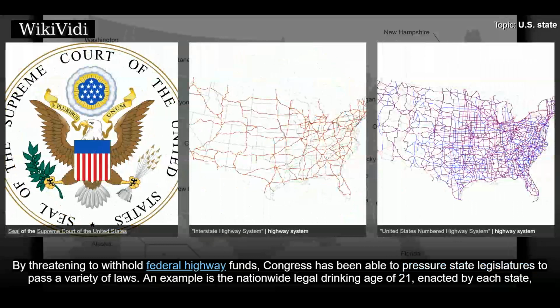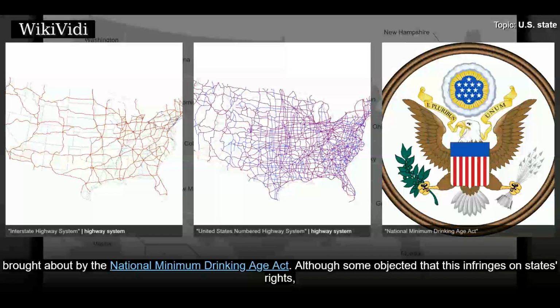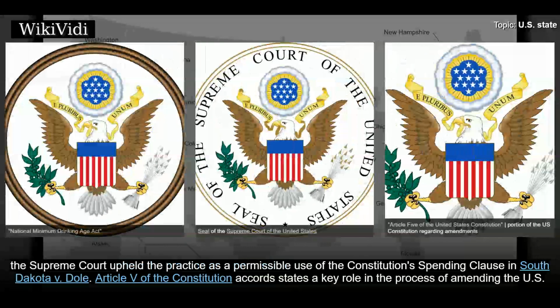An example is the nationwide legal drinking age of 21, enacted by each state, brought about by the National Minimum Drinking Age Act, although some objected that this infringes on states' rights. The Supreme Court upheld the practice as a permissible use of the Constitution's spending clause in South Dakota v. Dole.